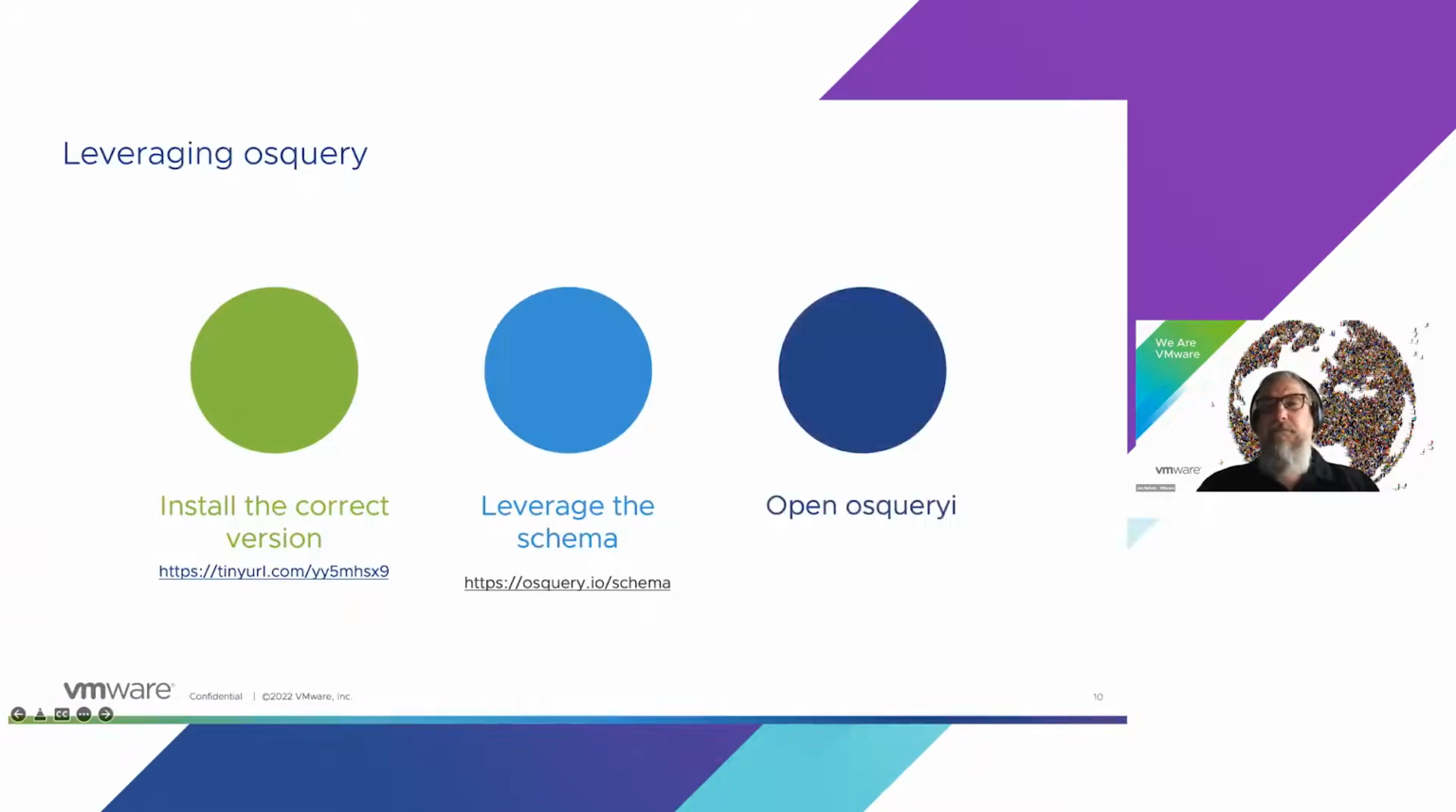And then finally, we're going to open up OSQuery I. So when you install OSQuery in Windows world, you go into Program Files, and there's going to be an osqueryi.exe and an osqueryd.exe. We want to use osqueryi.exe, which is an interactive shell where we can write our queries.